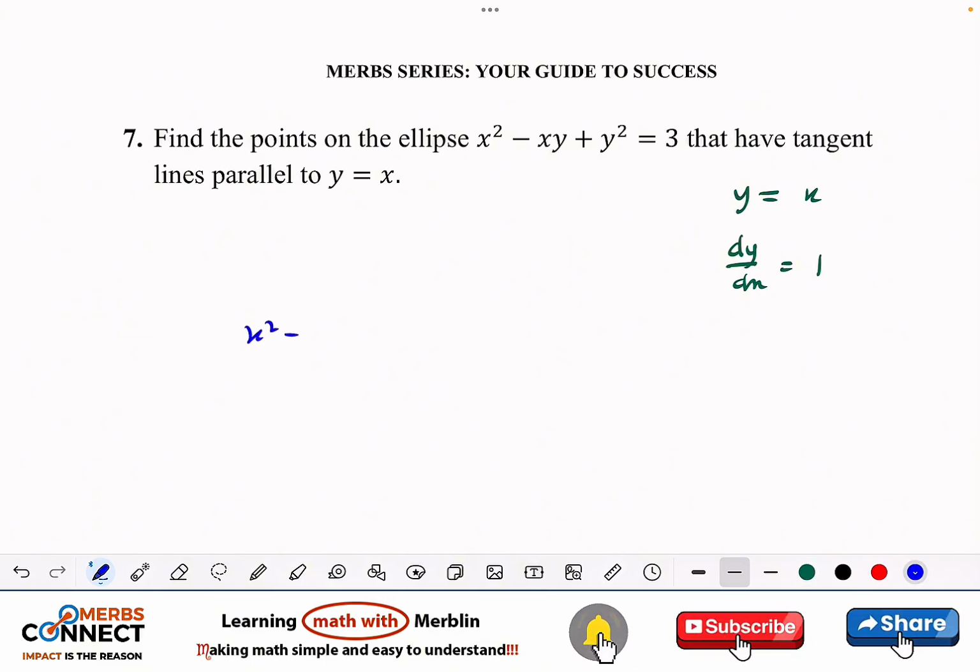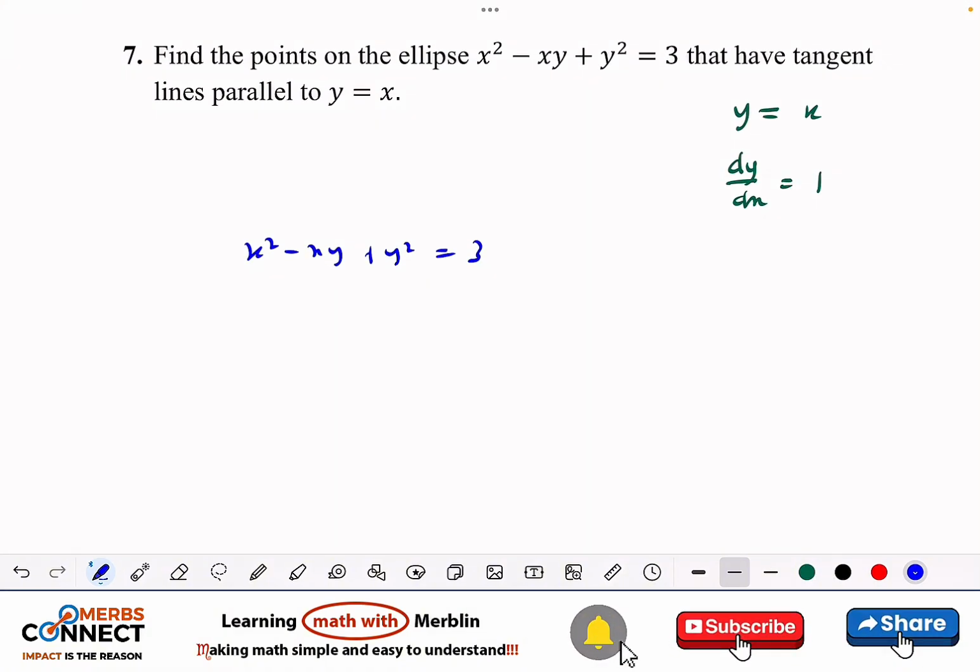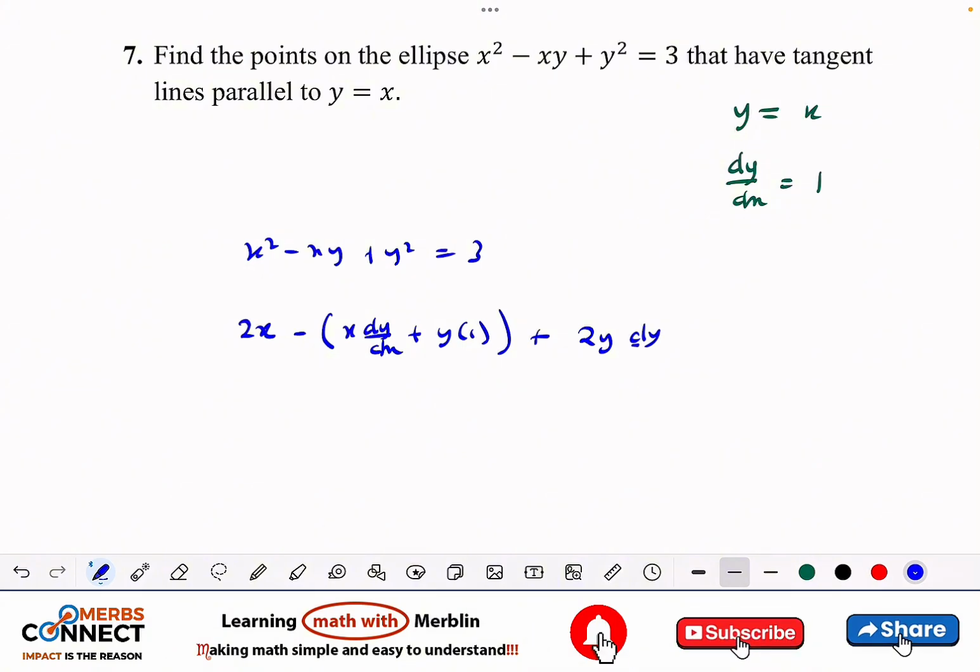x squared minus xy plus y squared is equal to 3. Differentiate x squared and get 2x, minus, use the product rule. So I maintain x and differentiate y, plus I maintain y and differentiate x. Differentiate y squared and get 2y dy over dx. And when I differentiate the 3, I get 0.